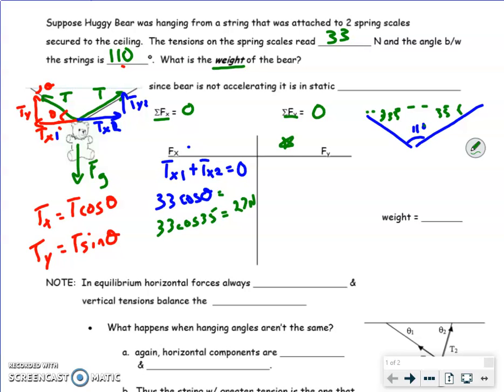So what we can see from the force diagram is that Ty1 plus Ty2, those two vertical components, minus the weight, have to add up to 0. So in other words, the weight is nothing more than Ty1 plus Ty2, which is really just twice the y, because we know that the y components are the same.